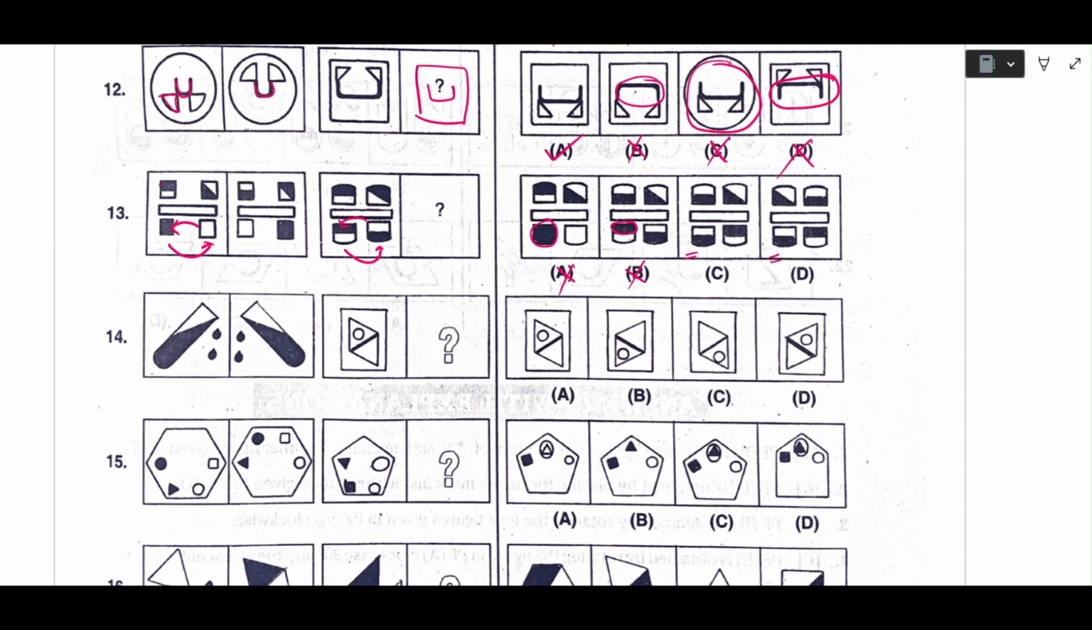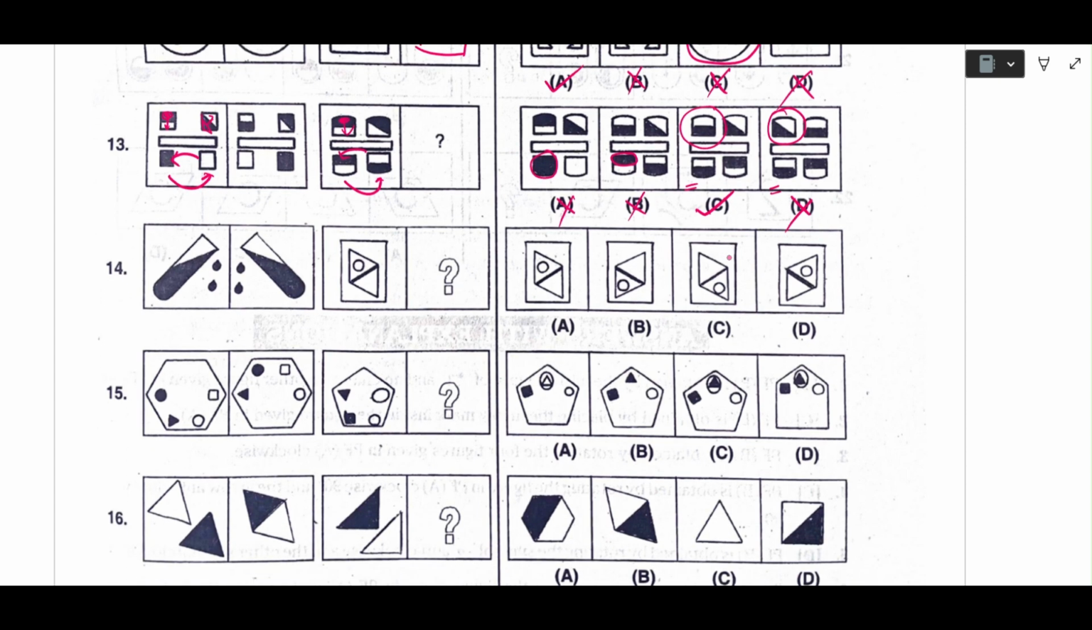See this one, top side black, it came down, and this was black and it went to the other side. Okay, here also this top black should come down. In this, the top black is correct, but here that black is not correct. So D is eliminated. We will be selecting C as our correct answer.